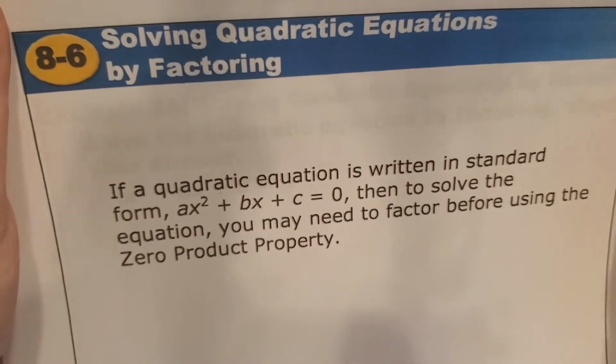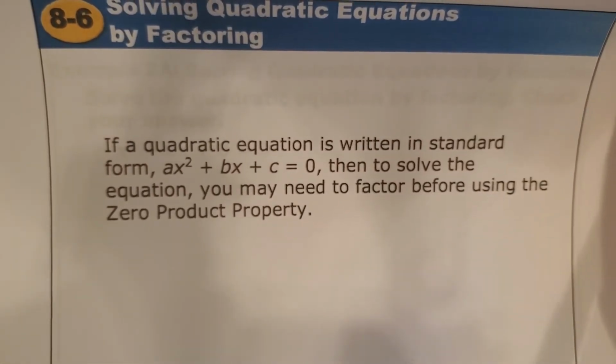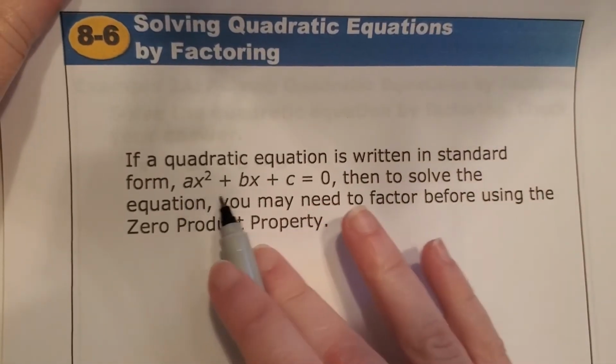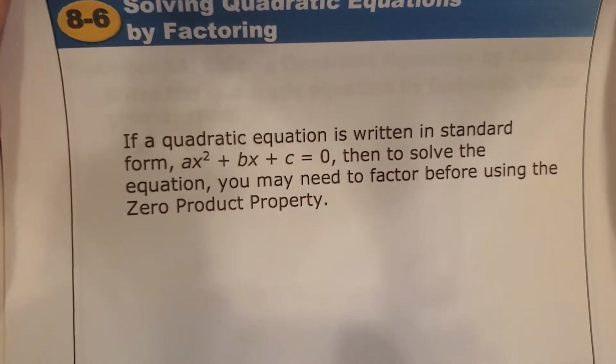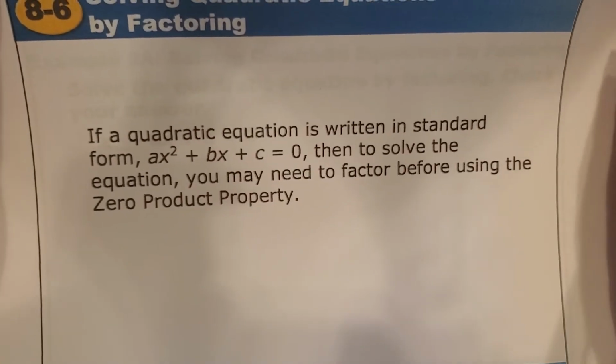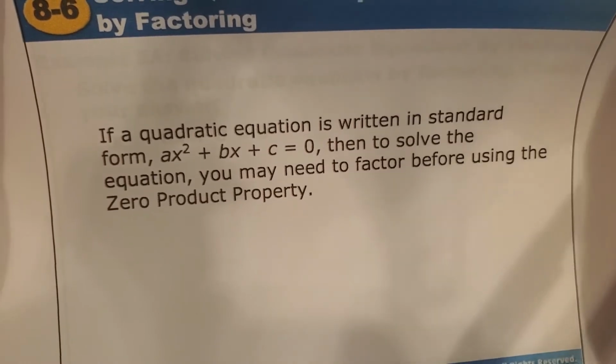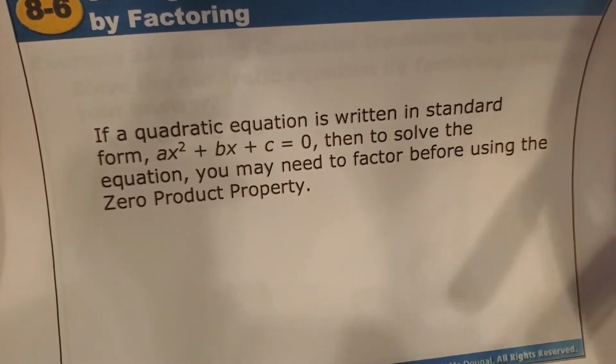So all this is saying where the factoring comes in. If a quadratic equation is written in standard form, which we know looks like this, then to solve the equation, you may need to factor before using the zero product property. So that's where the factoring comes into all of this.